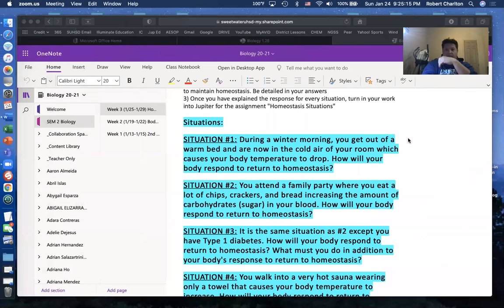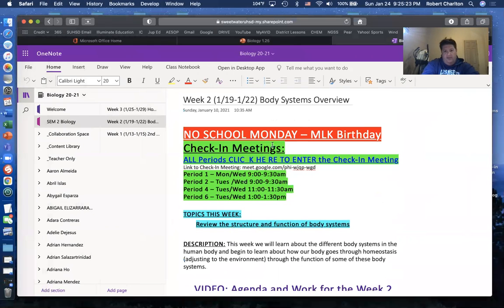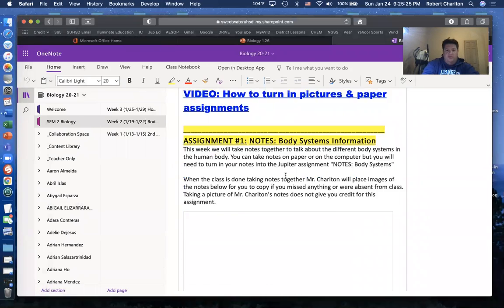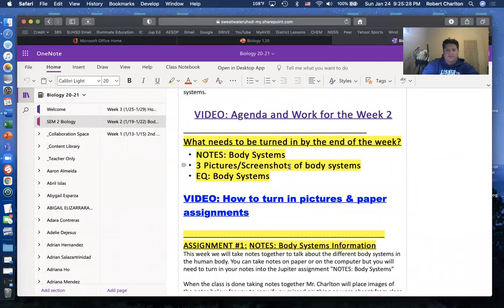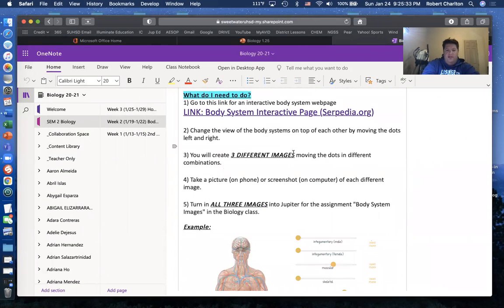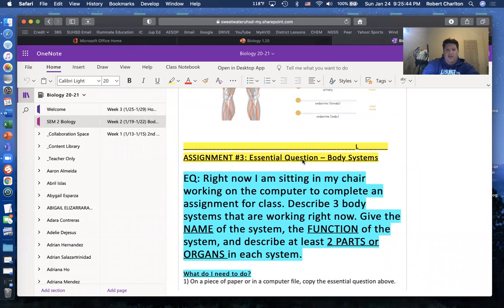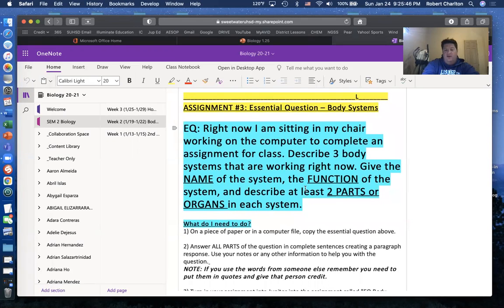Let's jump into what you needed to get done and what you're going to be getting done for this week. Before I jump into week 3, let me remind you of what you should have done on week 2. We had some notes where we talked about different body systems. Then you went into this web page and you got 3 different pictures of different body system arrangements, and you put those into Jupyter under that assignment, body system images.